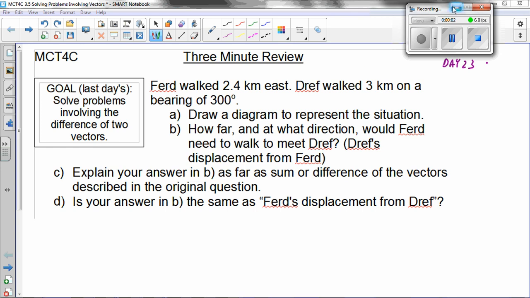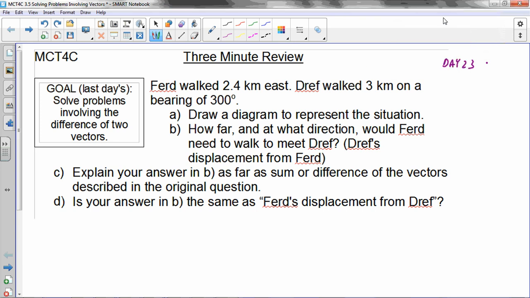Okay, this is MCT4C day 23. The lesson is 3.5, solving problems involving vectors, the last lesson of the third unit. And our goal in the 3-minute review today is to solve problems involving the difference of two vectors. Essentially today is just more problems day, so we'll see a few examples and then set you off to solve some on your own.